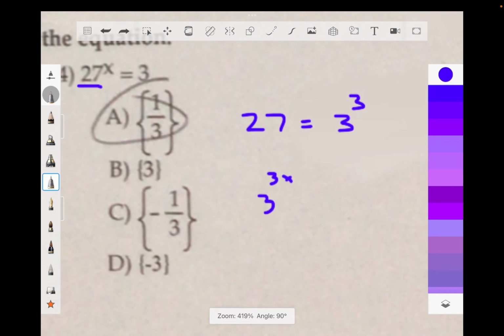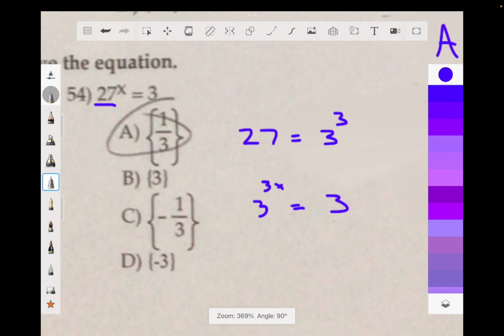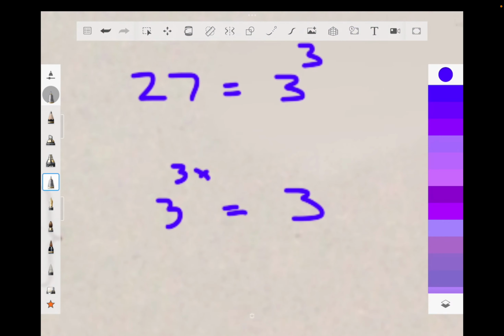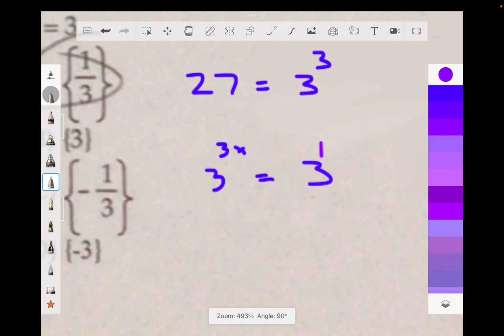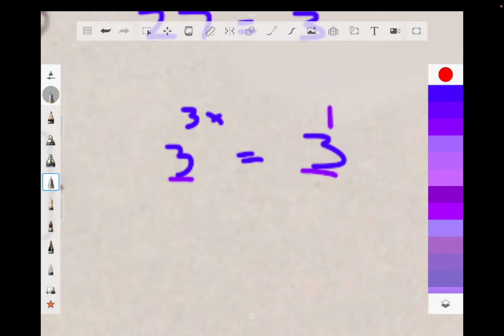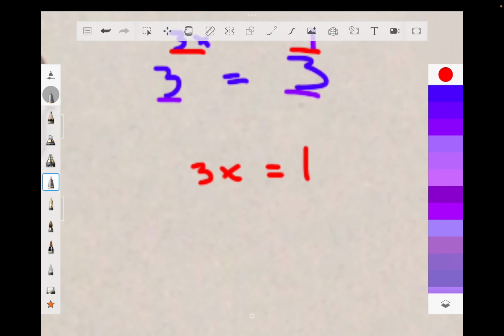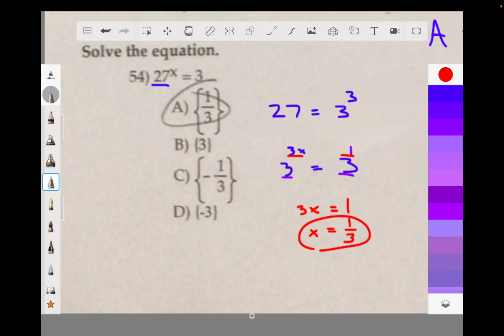So we have 3 to the 3x, and this is still equal to 3. Remember, if it's just a number by itself, it's technically to the 1. You just don't write it because it's redundant. Since the bases are the same, we can set the exponents equal to each other. So 3x equals 1, you divide by 3 on both sides, x equals 1/3, and that would be your answer.